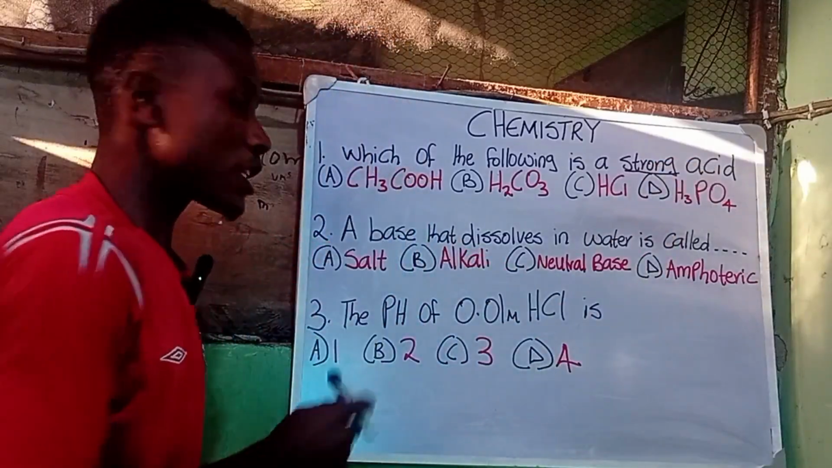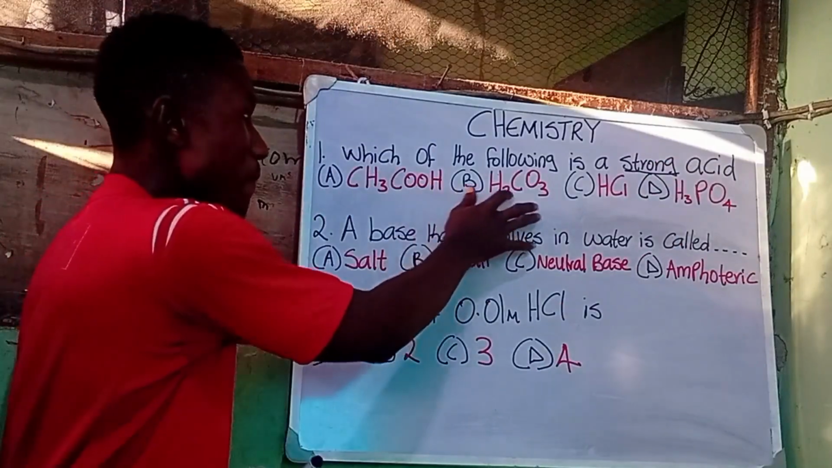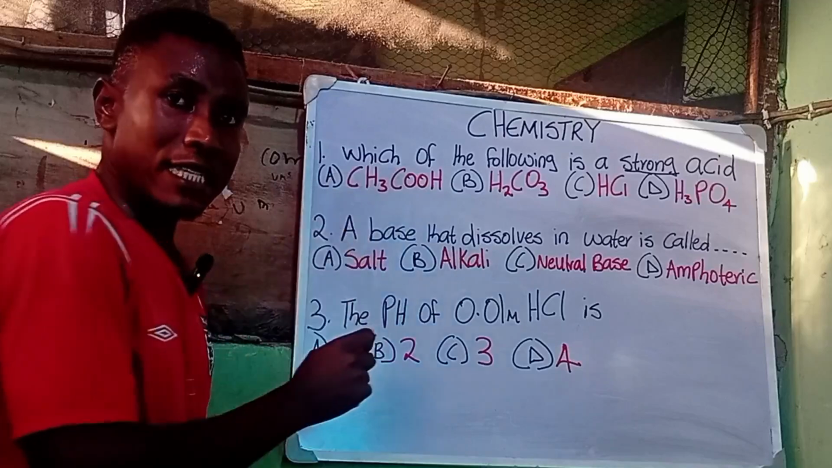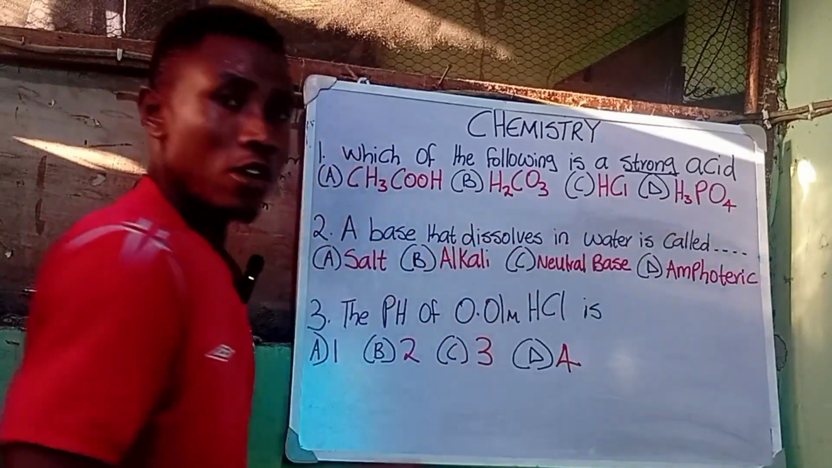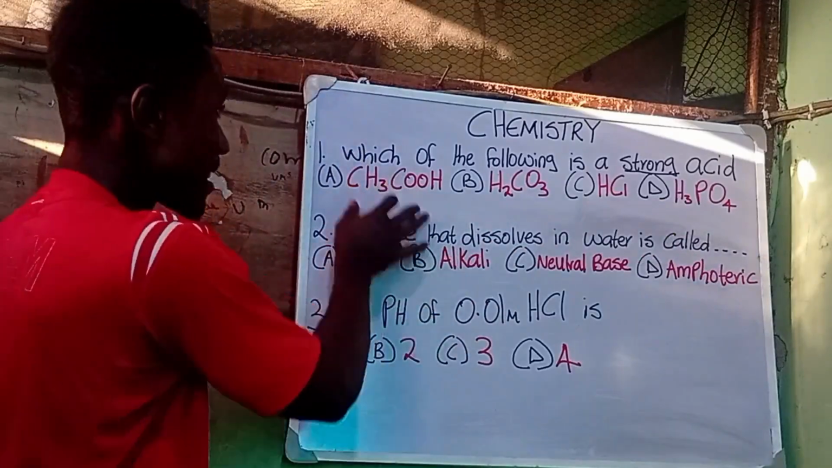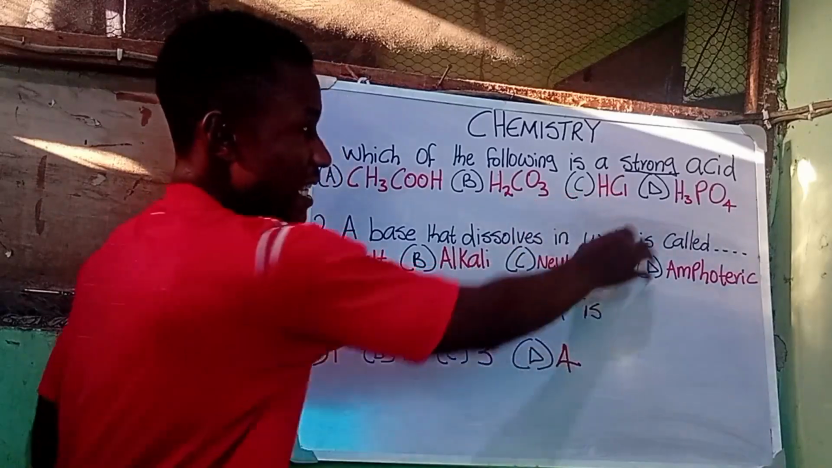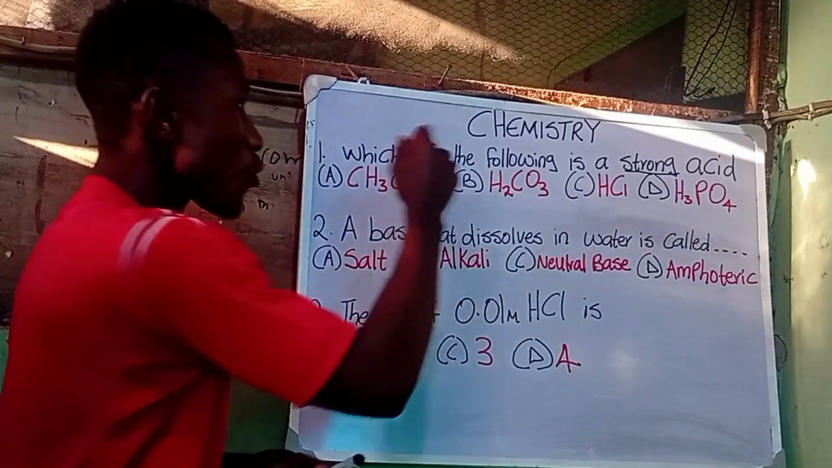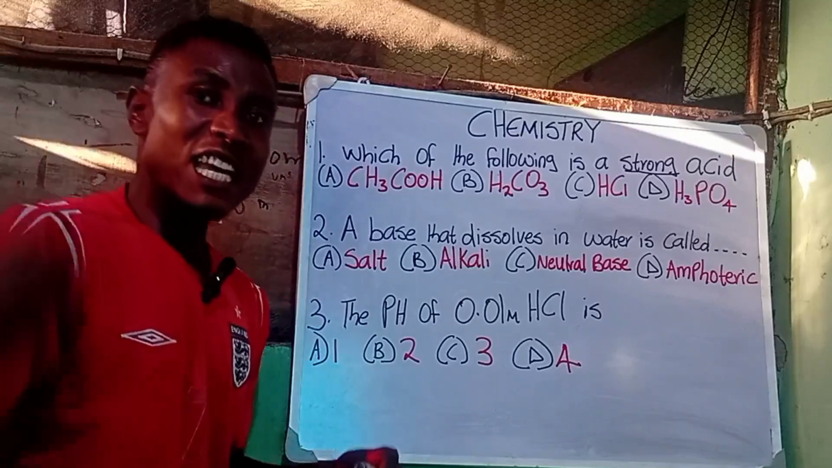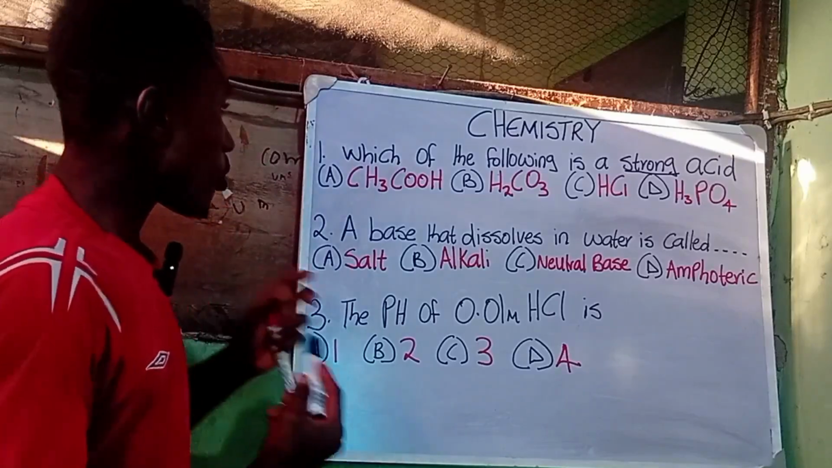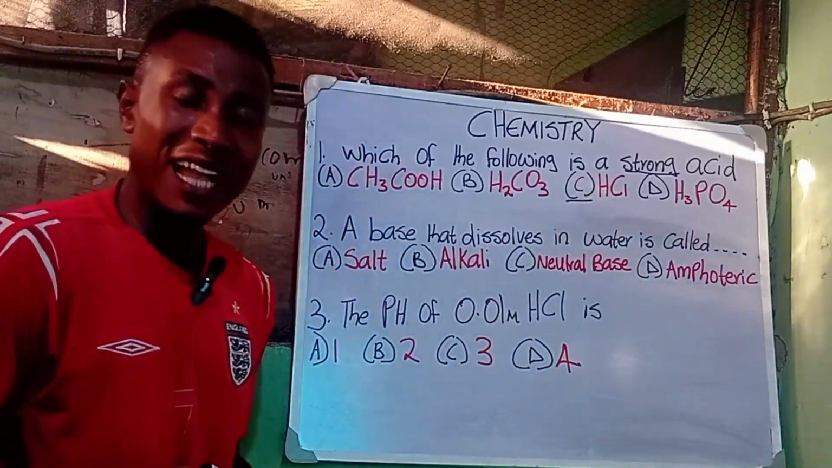So we have A, ethanoic acid. B, carbonic acid. C, hydrochloric acid, and D, phosphoric acid. Which of the following is a strong acid? And I said it dissolves completely in the presence of water. The correct answer there is C, which is hydrochloric acid.